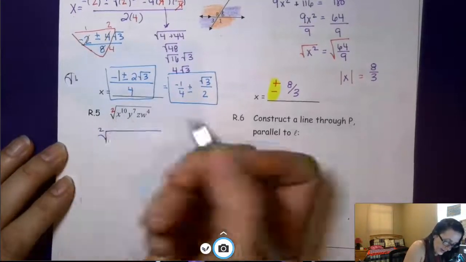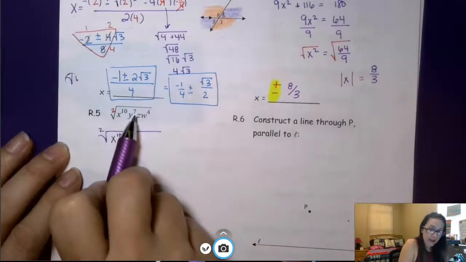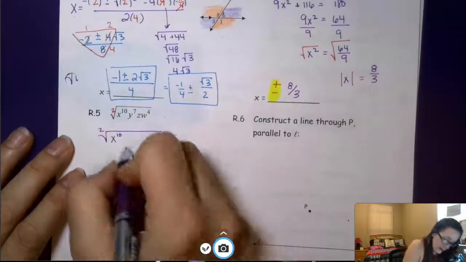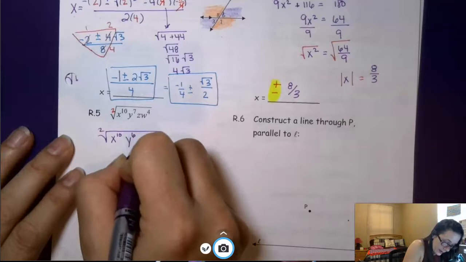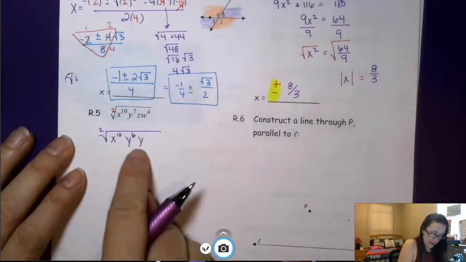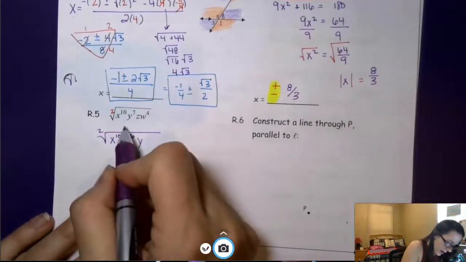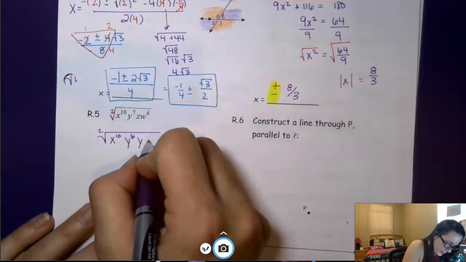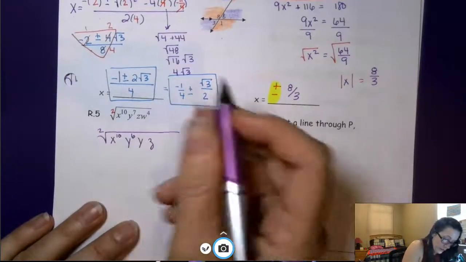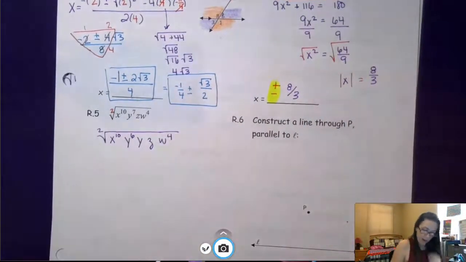So 10 is divisible by 2, so I can keep x to the 10. Y to the 7th is not. So instead of the 7, I'm going to write y to the 6, and then I'm going to put that extra y over here. So that's still y to the 7th, I just separated it so it's going to be divisible by 2. Z I can't do anything with, so I keep my z here. W is already to the 4th, already divisible by 2, so I keep that.